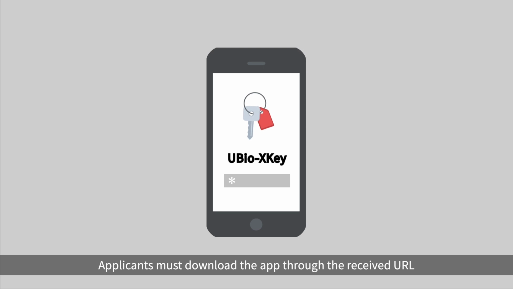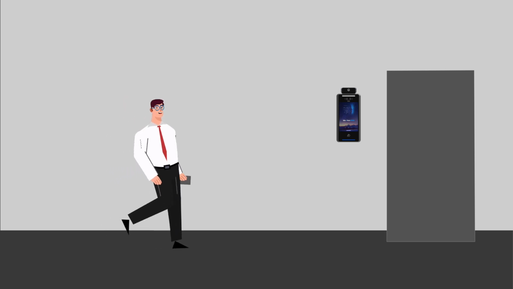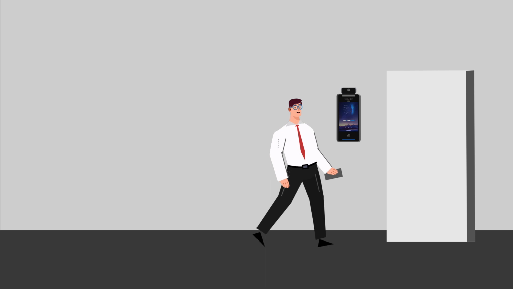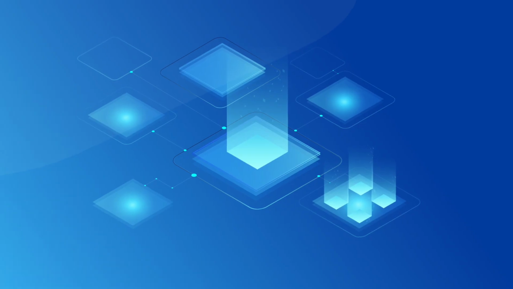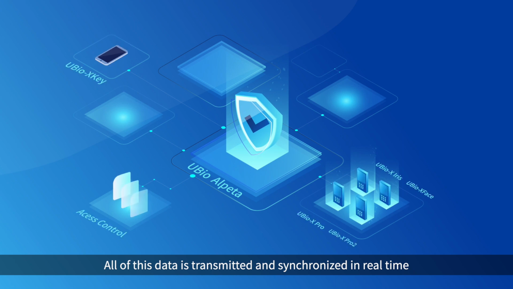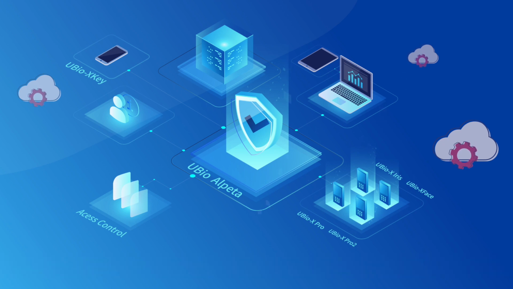Applicants must download the app through the receipt URL and enter the personal authentication key. Applicants can enter with one mobile phone. All of this data is transmitted and synchronized in real time to create a systematic, integrated management environment.